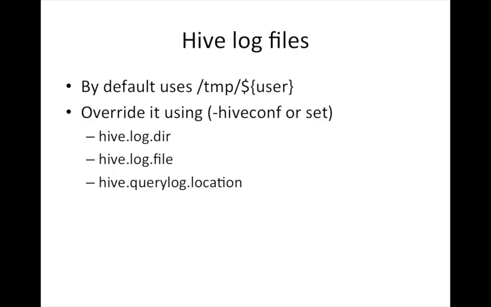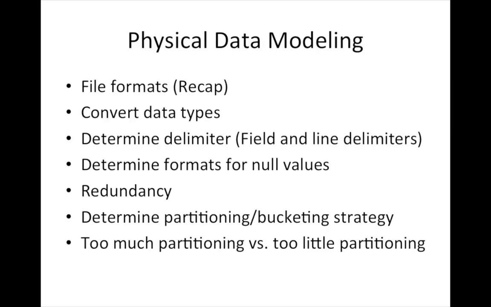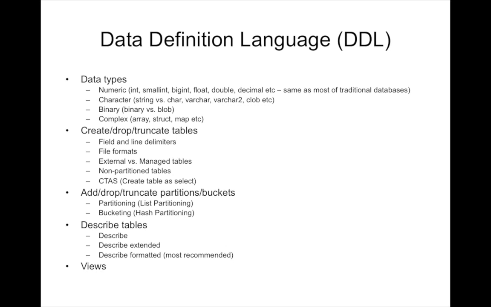As I mentioned in my last video, these are the things you need to keep in mind while creating tables or while doing the physical data modeling in Hive. First we need to think about the data types. The data types are different between conventional databases and Hive, so you need to understand the differences. For example, character is represented as string in Hive, whereas in conventional relational databases there are char and varchar with precisions, whereas in Hive there are no precisions.